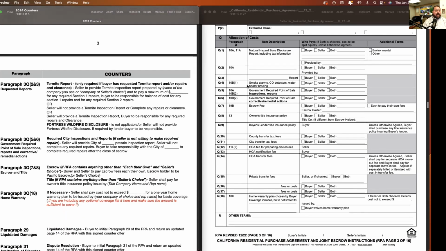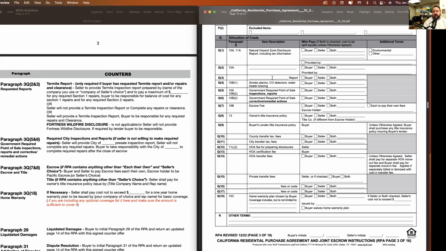Next would be in Q2 and 3. So Q3 is where somebody would write if they're asking for a termite report, right? I am always going to counter it out. Seller, either I'm going to do one of two things. Either I am going to provide you with the termite inspection report and who's going to provide it and all that stuff and pay a maximum of X, right? This is all I'm going to pay.